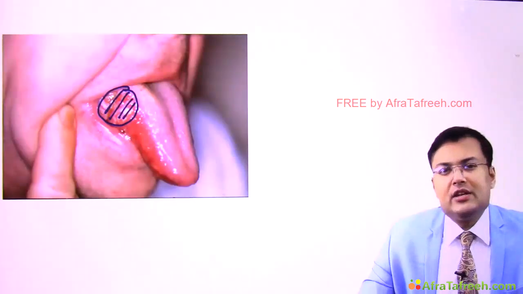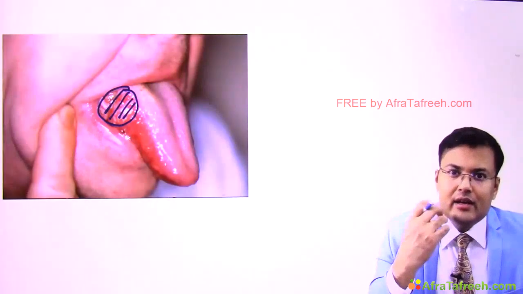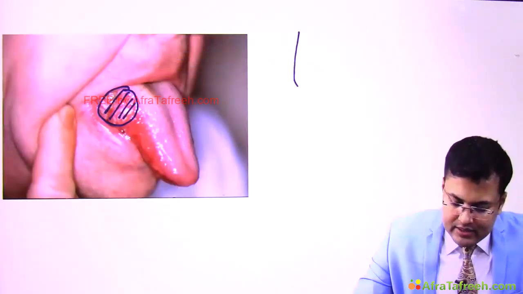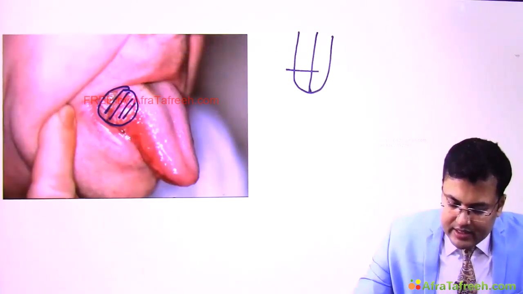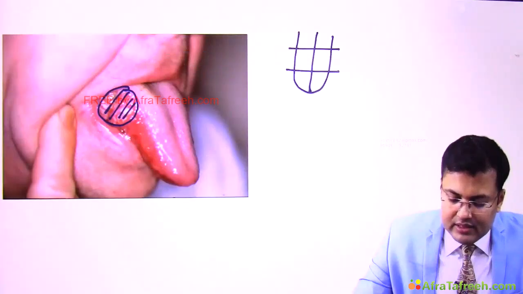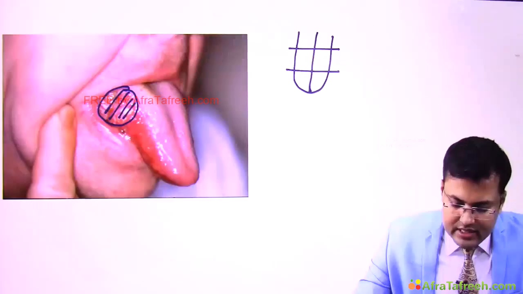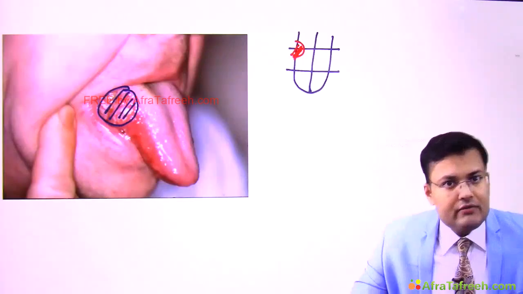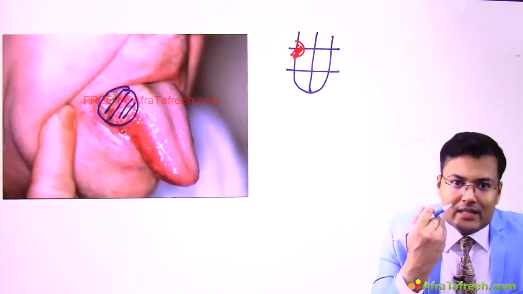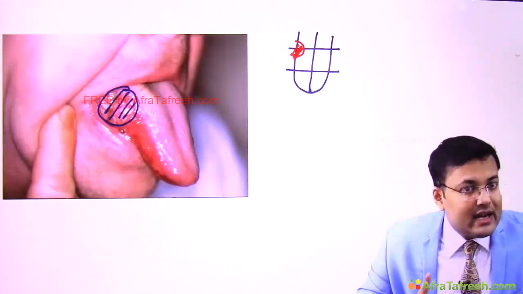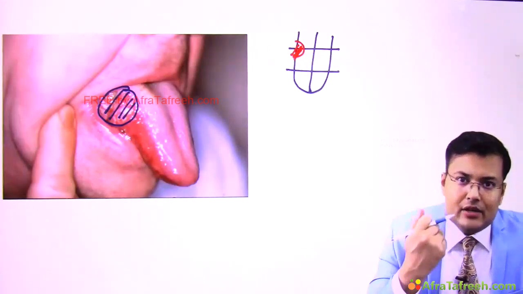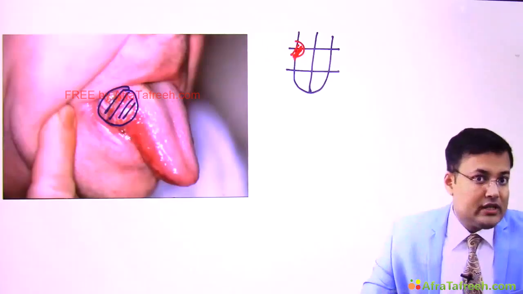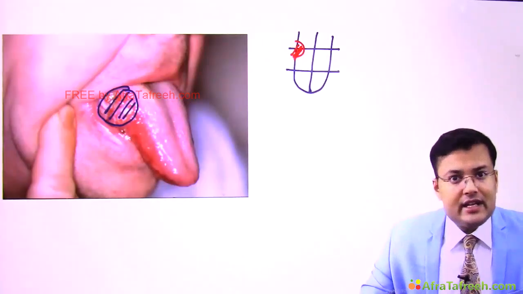What is the most common site of carcinoma oral cavity worldwide? It is the tongue. And in the tongue, what is the most common site? If you see the diagram, this is the tongue. This is anterior 1/3, this is middle 1/3, and this is posterior 1/3. It generally arises from the junction of middle 1/3 and posterior 1/3, exactly on the lateral aspect. So this is the most common site of CA tongue.